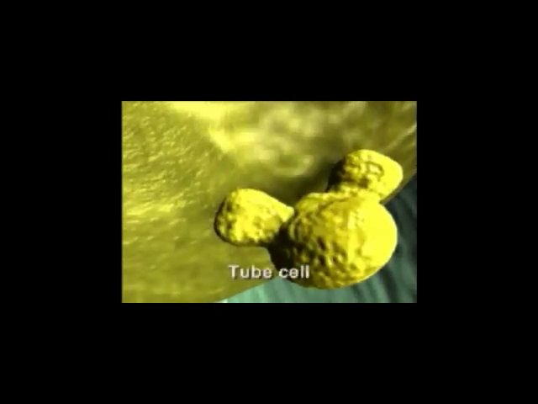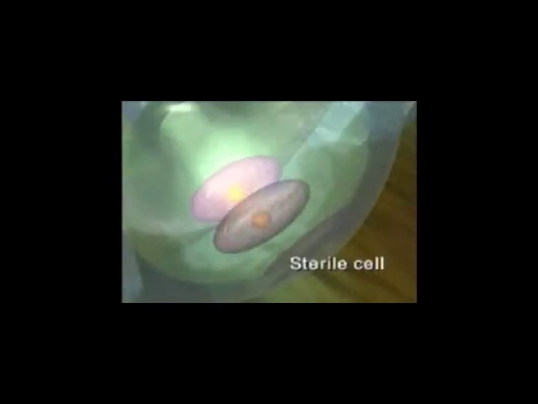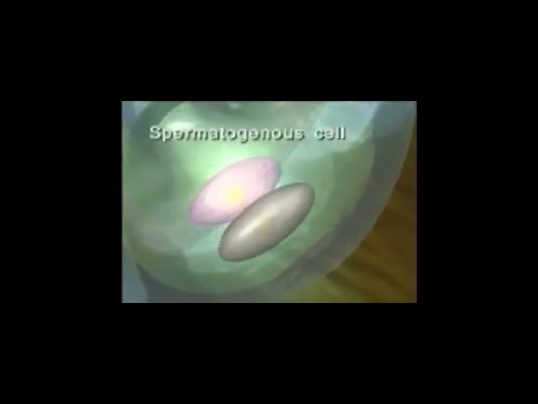The tube cell now forms a pollen tube, which grows at its tip and penetrates the sporangium tissue. The generative cell inside the pollen grain soon divides, forming a sterile cell and a spermatogenous cell. Both of these then move into the growing pollen tube.